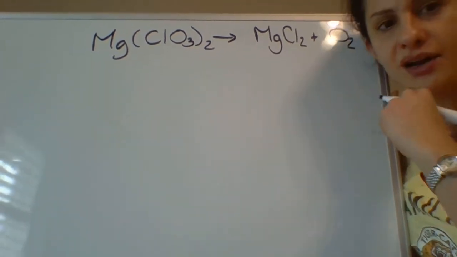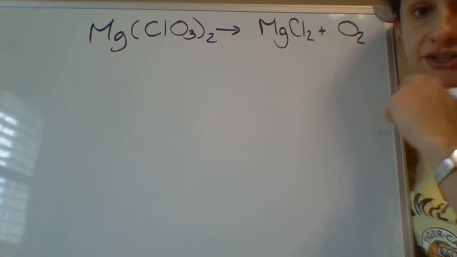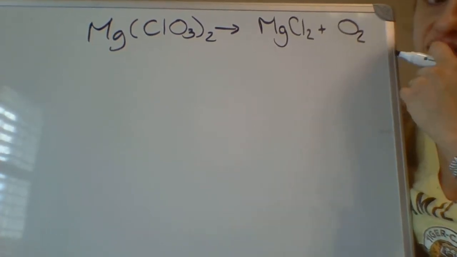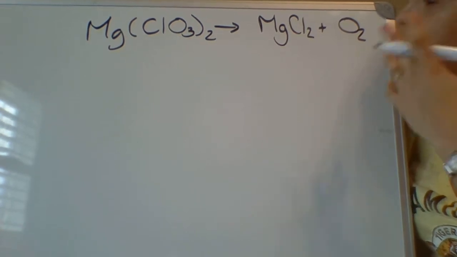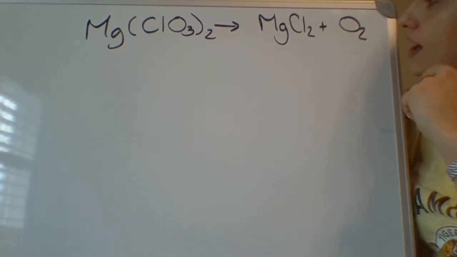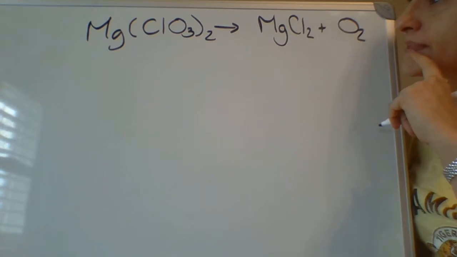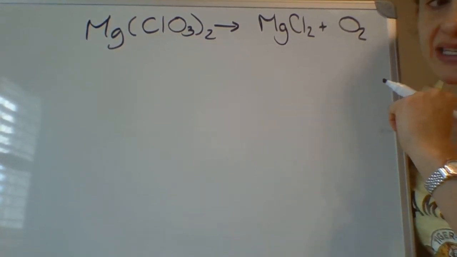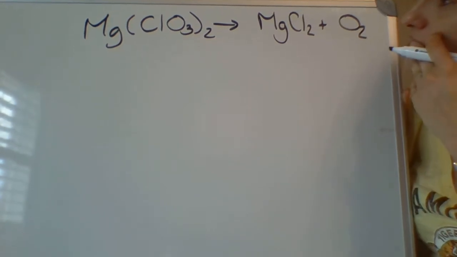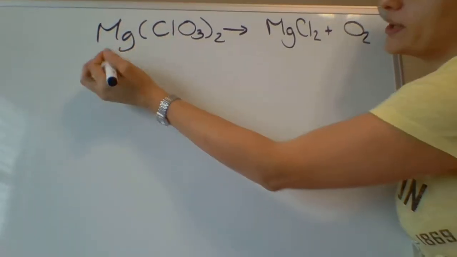So we're going to carry on with the different types of reactions. And I've given you another equation here. So we have magnesium chlorate, and it reacts to form magnesium chloride and oxygen gas. First thing that you have to do is check to see if this equation is balanced. So let's look on each side. We have one magnesium.